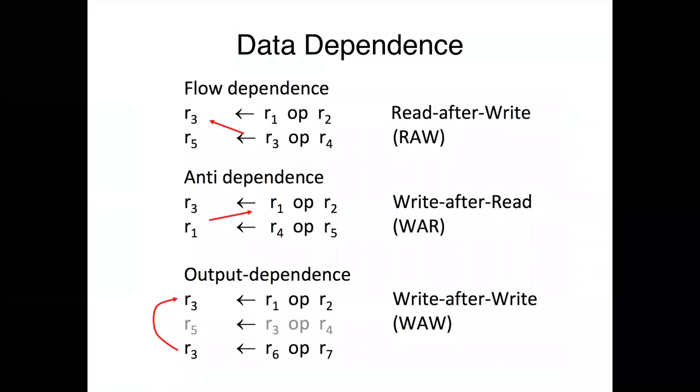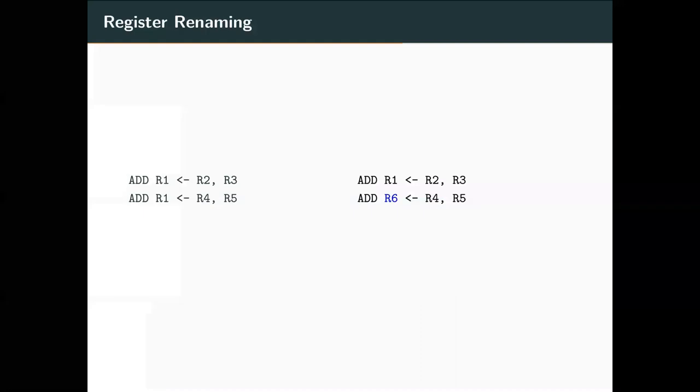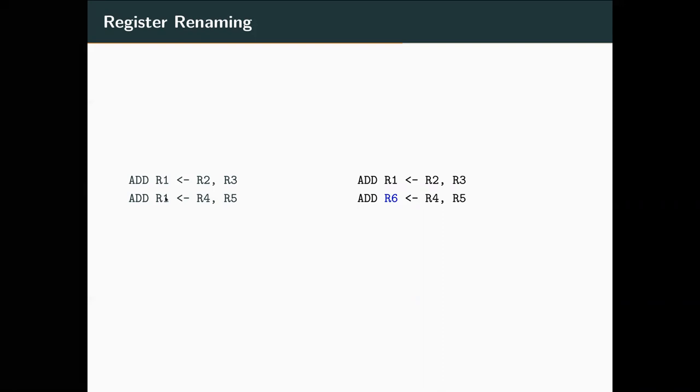So the way that we're gonna go about this is we're gonna try and get rid of some dependencies by renaming. If we, for example, renamed or put into R6 instead of R1 here, we would get rid of a write after write dependency, which is pretty nice, because if there's no dependency, there's no problem.